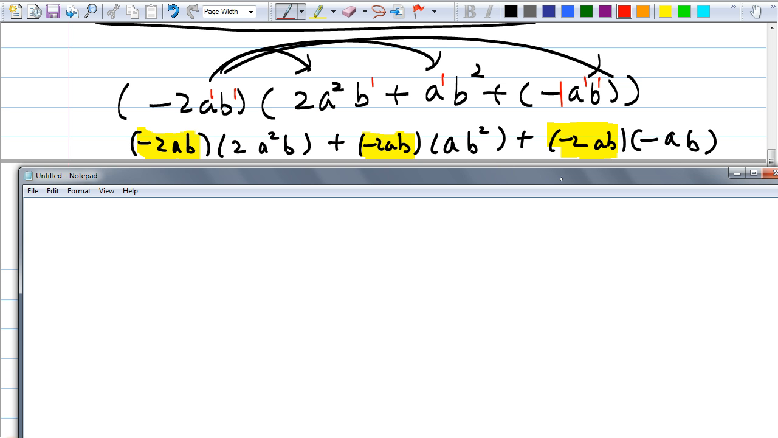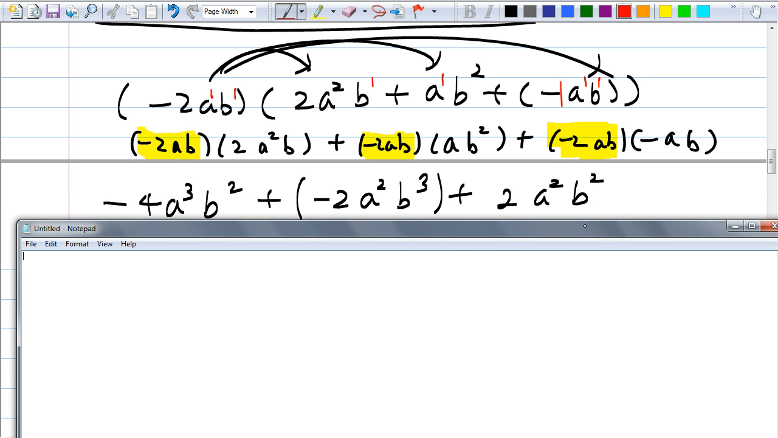Now, let's multiply them. You multiply and get negative 4a cubed b squared. Good. Plus negative 2a squared b cubed, plus 2a squared b squared. Did you all get this? Like Destiny said? Negative 4a cubed b squared plus negative 2a squared b cubed plus 2a squared b squared. Do I have any like terms?